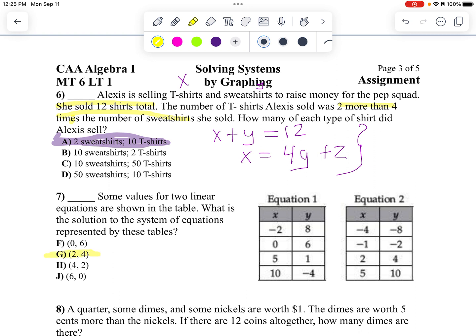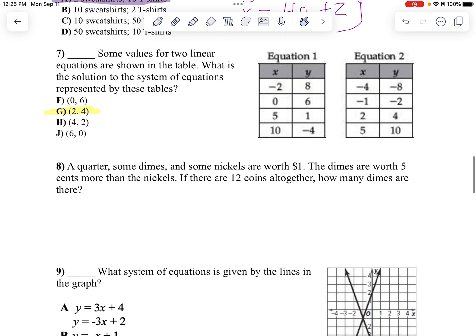On question number 8, a little deceiving here. And what's deceiving is it says a quarter. It doesn't say n quarters or number of quarters. So we have a quarter, some dimes and a nickel worth $1. The dimes are worth 5 cents more than a nickel. And there are 12 coins together.